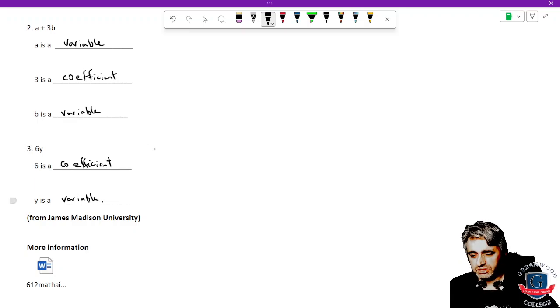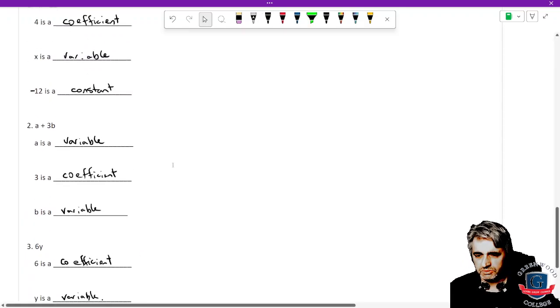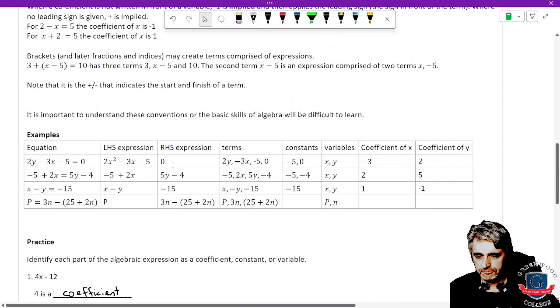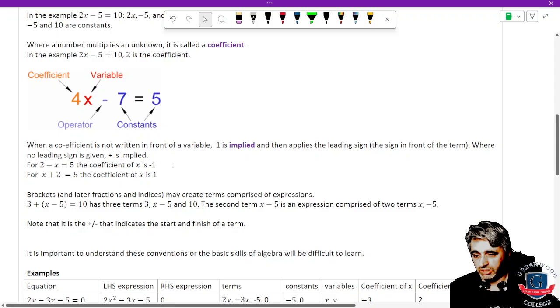As I was saying, this isn't a particularly hard exercise, but we do need to be able to recognize what it is we're looking at so that we can describe it and then work with it.